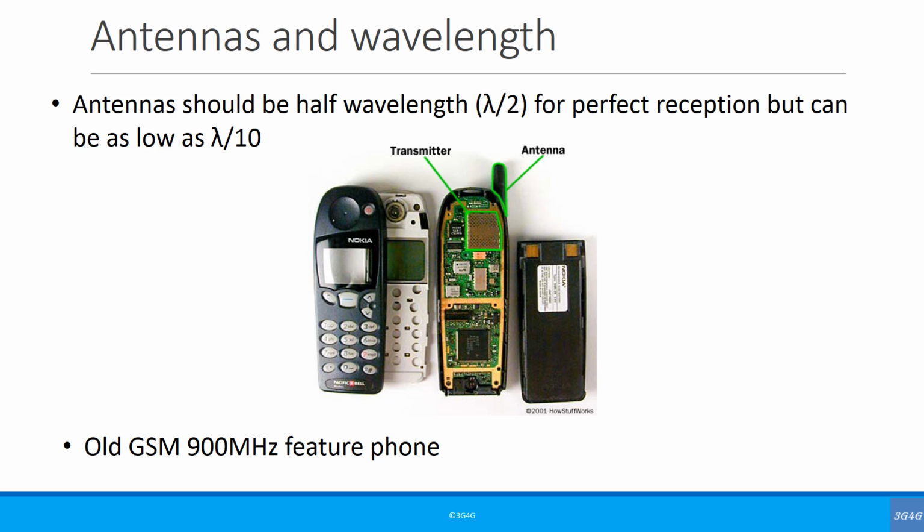Just to continue with our example of antennas, this is an old GSM 900 feature phone, and you can see that initially the antennas used to stick out a bit, because for 900 megahertz you still have slightly larger antennas to get better reception.